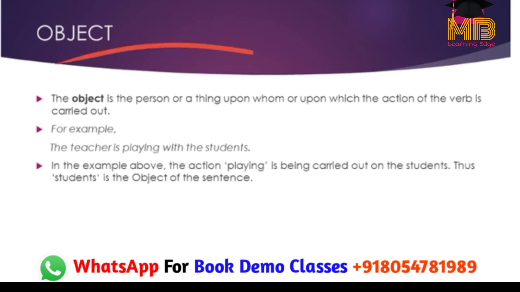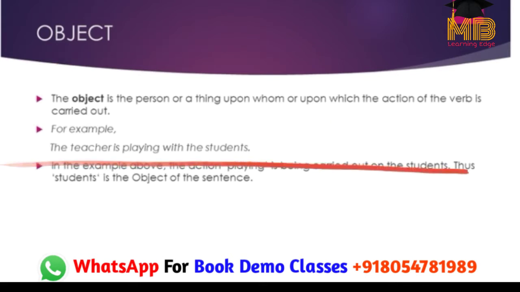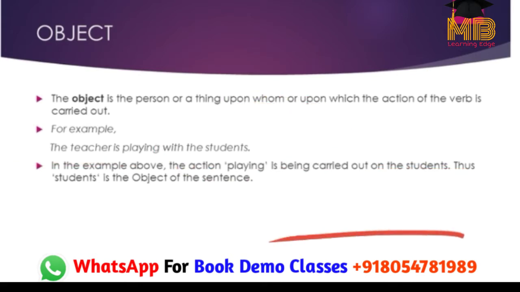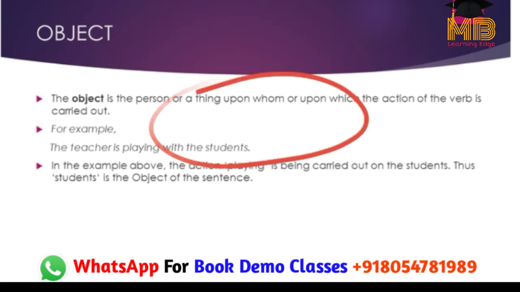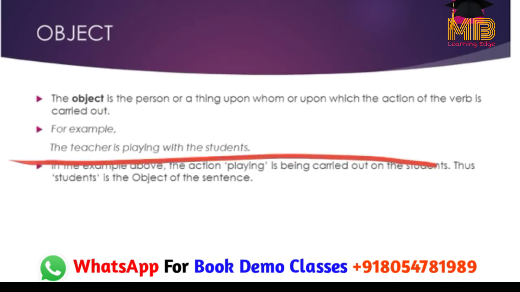Next we go for object. So what is an object? The object is a person or a thing upon whom or which the action is being carried out. Now when I say the teacher is playing with the students, he's playing with the students, right? It is being carried out on the students. So the students become the object. So in this particular sentence, the teacher is playing with the students.